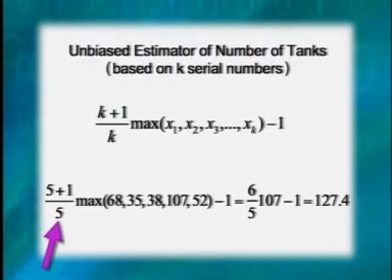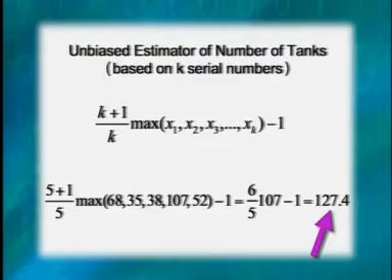So in our example of these 5 tank numbers captured, we would multiply that maximum number, namely 107, by 6/5, because we captured 5 tanks, so k is 5. So we have 6 over 5 times that maximum 107, minus 1, which gives 127.4. So that would be our estimate for the number of tanks using this estimator.